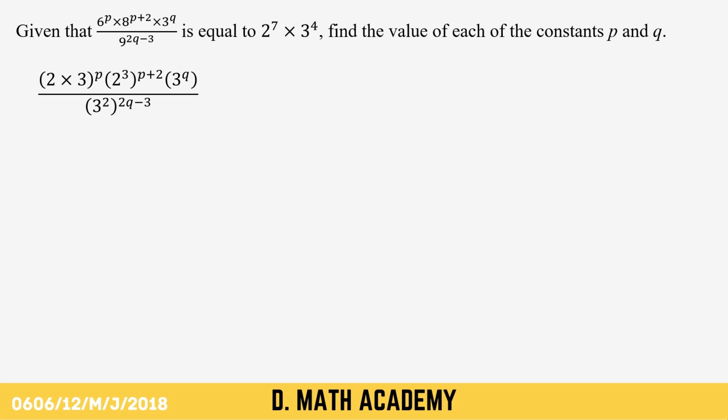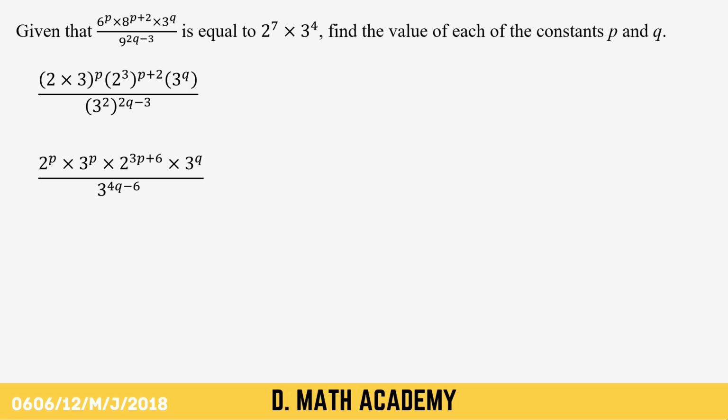As for the denominator, 9 can be changed into 3 to the power of 2. So now I multiply all the powers into the variables that I have there. Then we have 2^p times 3^p times 2 to the power of 3p plus 6 times 3^q. As for the denominator, I have 3 to the power of 4q minus 6.